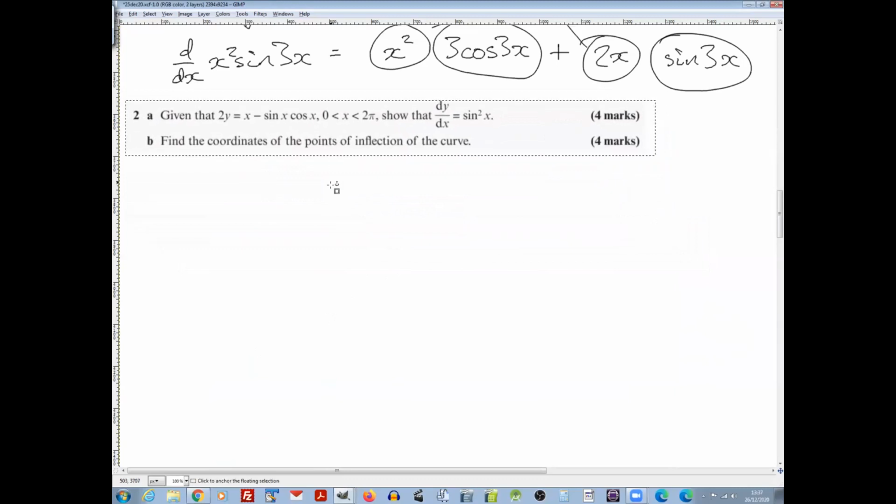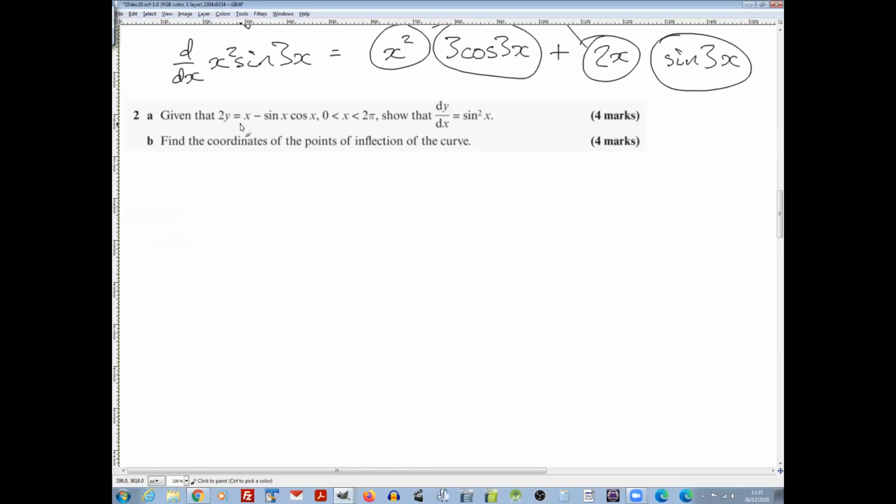Given that 2y equals that stuff there, find dy dx. Check your answer. It should be sine squared x when you've simplified, but let's ignore that. Let's do it the same.